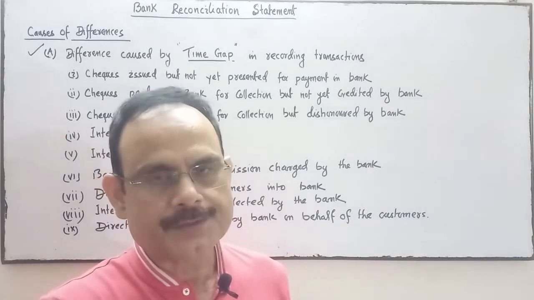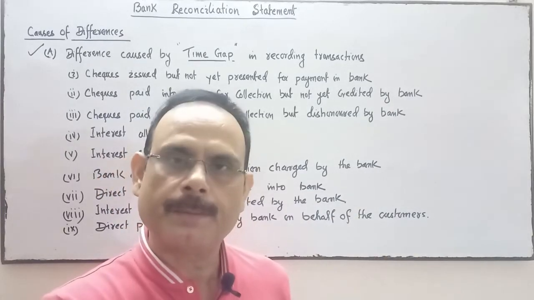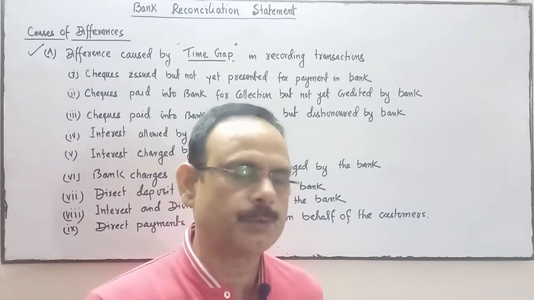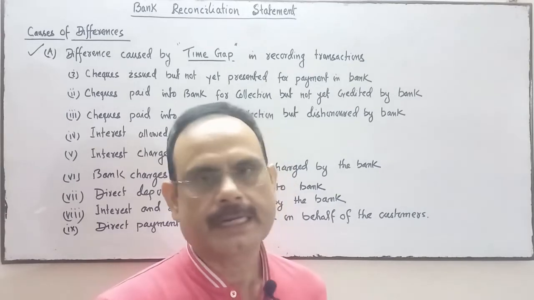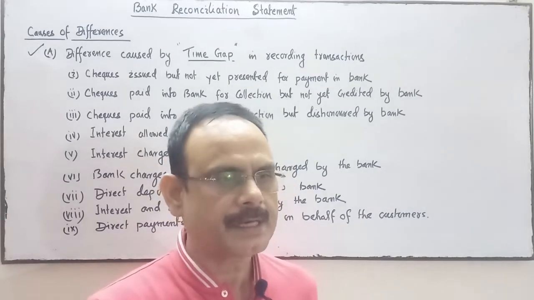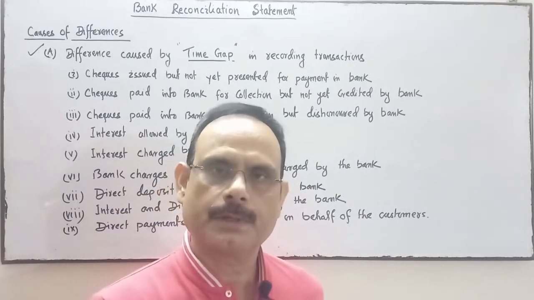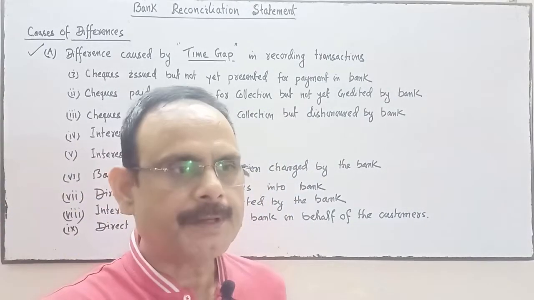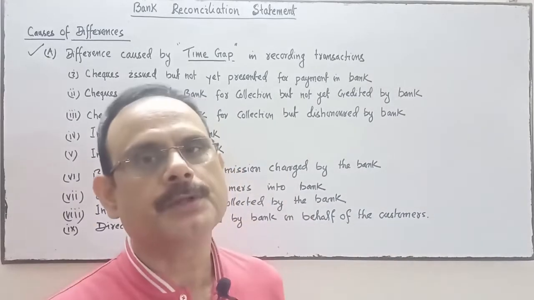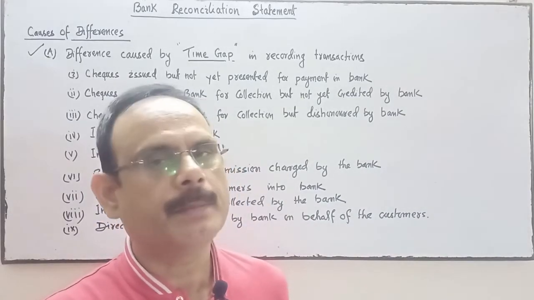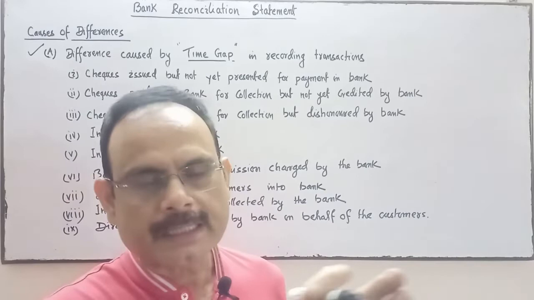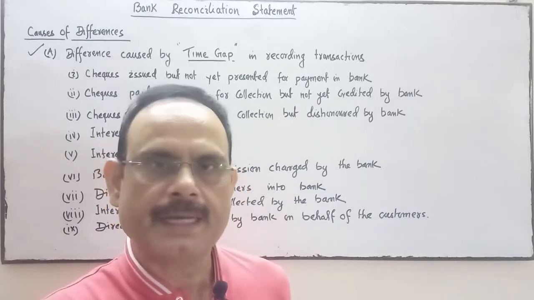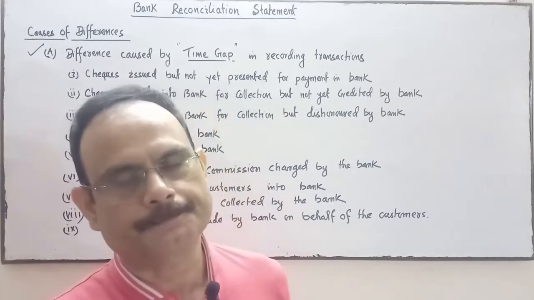Sometimes the customer gives an instruction to the bank: do the payment of my electricity bill, do the payment of my insurance premium, do the payment of my rent or taxes. If such an instruction is given by the customer to the bank, and the bank has made the payment but has not informed the customer, then due to the time gap there will be a difference in balance between the cash book and the passbook.